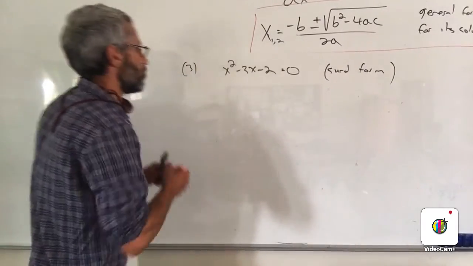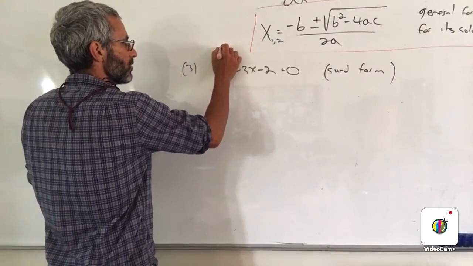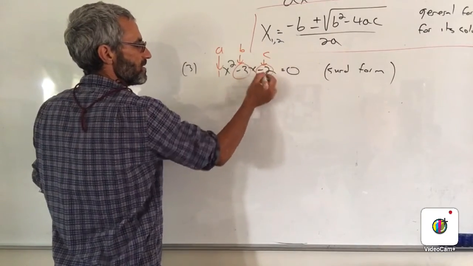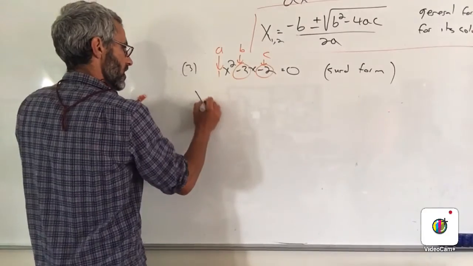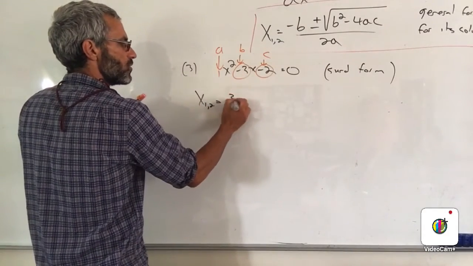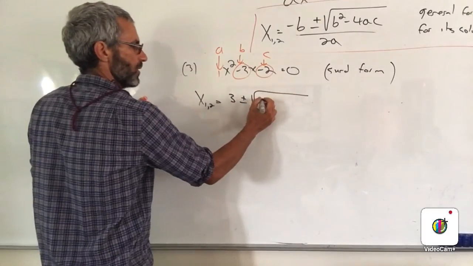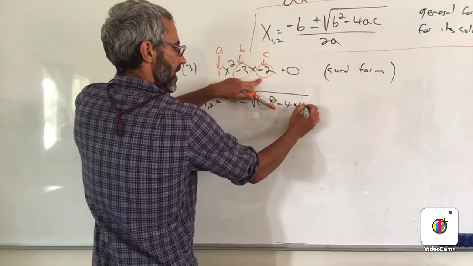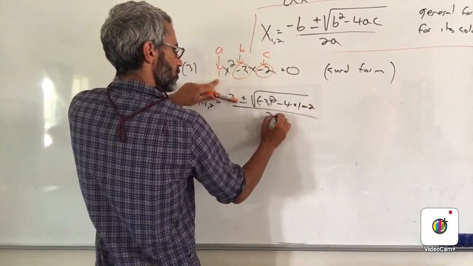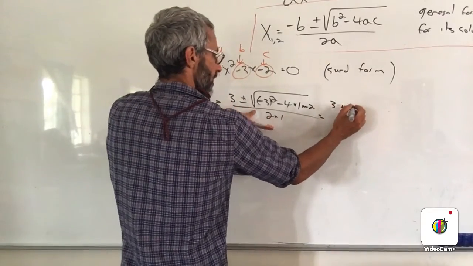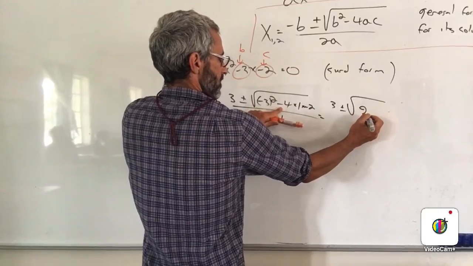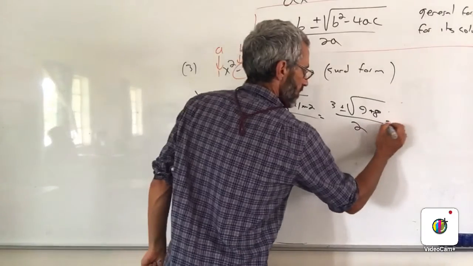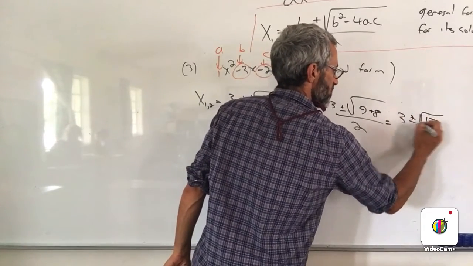So, yeah, I'll do it one last time. The a here is 1, right? The b is minus 3. The c is minus 2. So I'm using the formula, right? x1,2 equals minus b, which is 3, plus minus square root. I'm going to move fast now, okay? You guys have done that. Minus 3 squared minus 4 times 1 times minus 2, divided by 2 times 1, equals 3 plus minus square root of 9 plus 8, divided by 2. Okay? That means 3 plus minus square root 17 divided by 2.